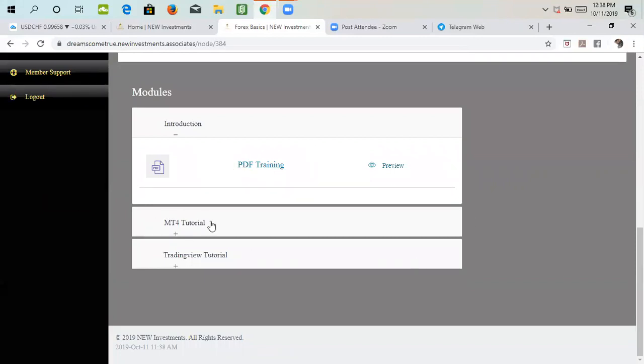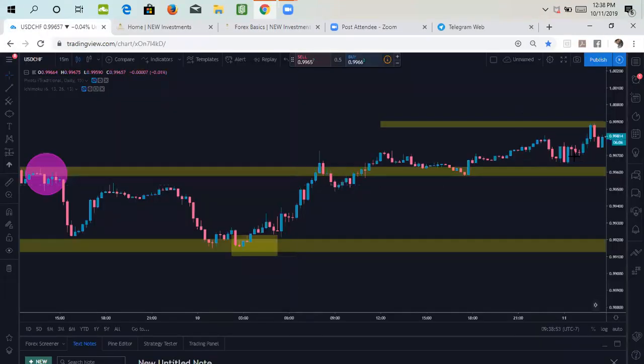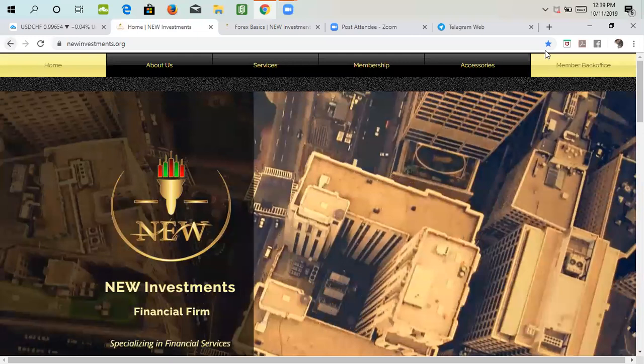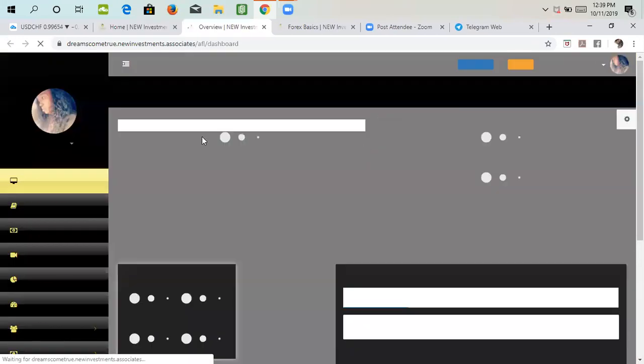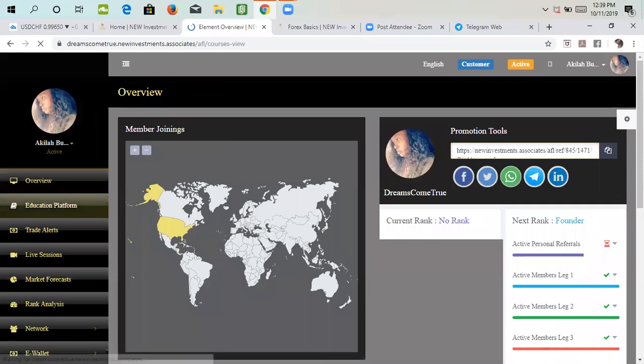And then you've got the MT4 tutorial. That's the actual app that we use to press buy and sell to trade our money. And then we've got a TradingView tutorial. This right here is TradingView, and it teaches you how to use TradingView. And that's just the basics. So if I go back, that was the education platform.